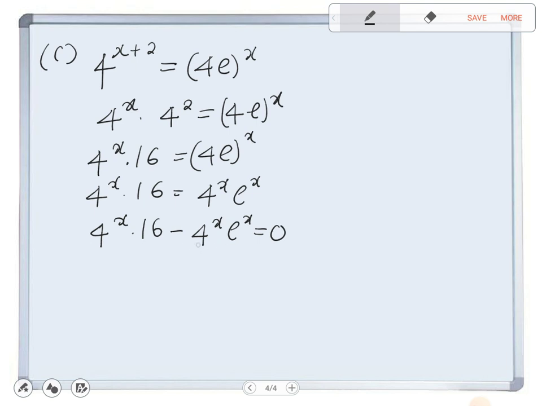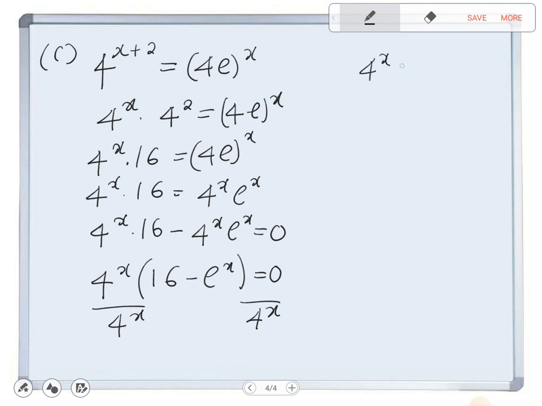Then you can factor out 4^x. Factor out 4^x. Okay, so it will remain with this 16 here, then e^x here, and say equal to 0. Then divide by 4^x throughout. Eventually we are saying 4^x is 0, or the other one will give you 16 minus e to the power x is equal to what?